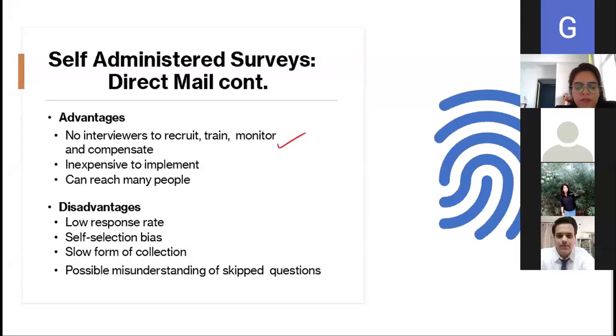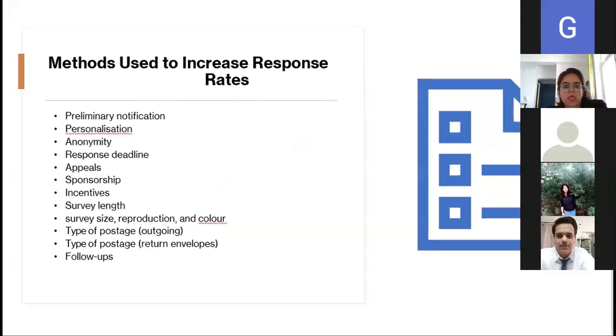So that's an advantage. Inexpensive to implement, can reach many people, but these are the disadvantages: low response rate, self-selection, all these things. Okay, so how can you increase response rates? We talked a lot about response rate and non-response rate. How can you increase response rate?